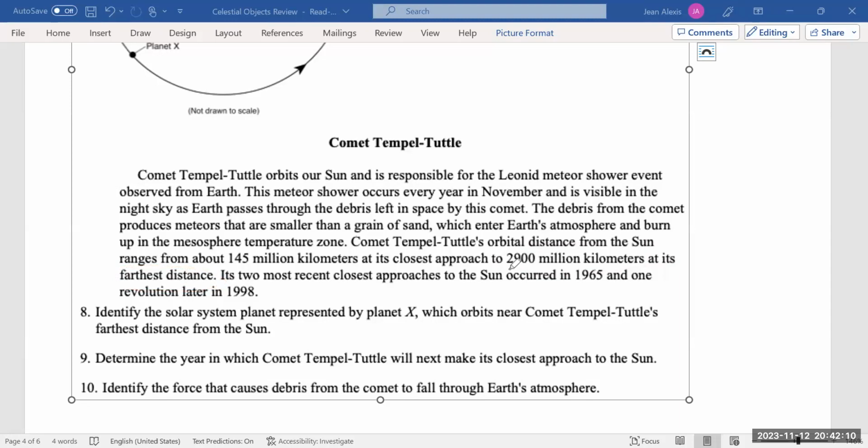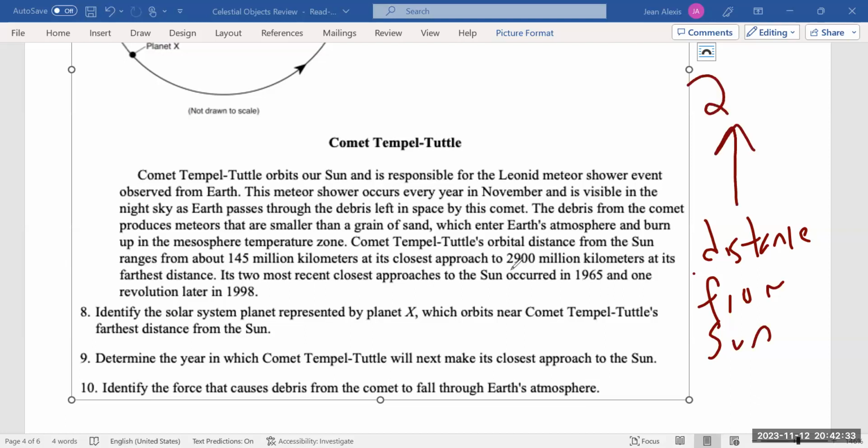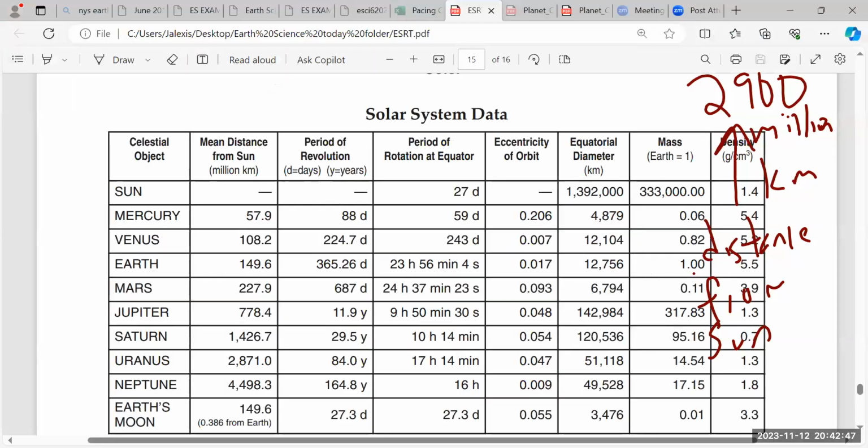So identify the solar system planet represented by planet X, which orbits near the comet at its farthest distance from the sun. That lets me know I need to find a planet whose distance from the sun has to be about 2,900 million kilometers. All right, so that's something to keep in mind. So what page of the reference tables am I going to? I am going to page 15.